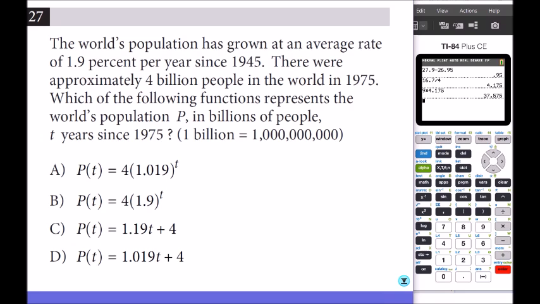27. The world's population has grown at an average rate of 1.5% per year since 1945. There were approximately 4 billion people in the world in 1975. Which of the following functions represents the world's population, P, in billions of people, T years since 1975?